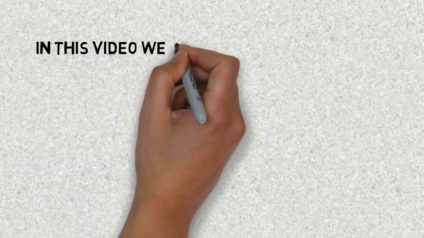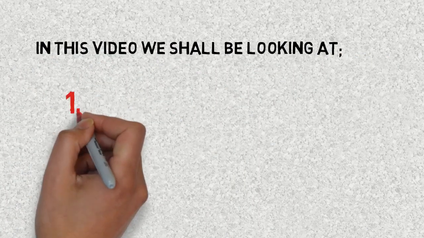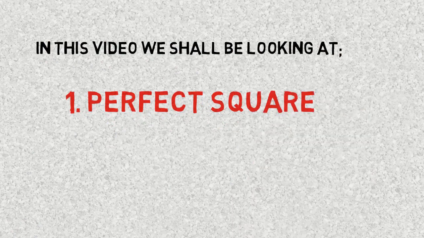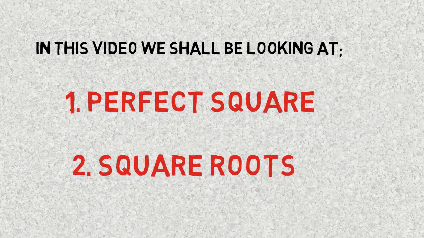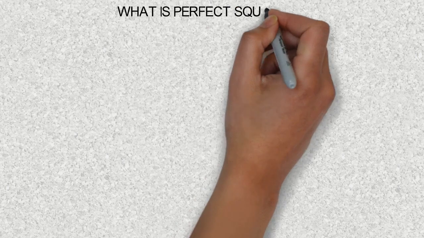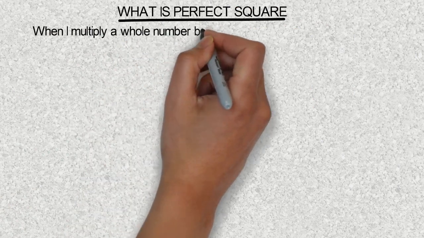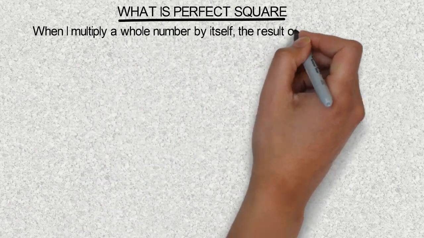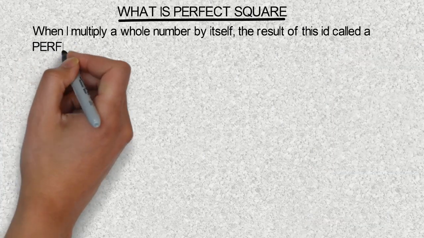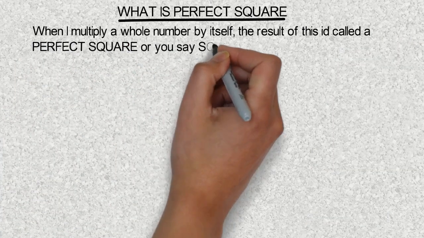In this video, we shall be looking at 1. Perfect square. 2. Square roots. What is a perfect square? When I multiply a whole number by itself, the result of this is called a perfect square, or you say square.